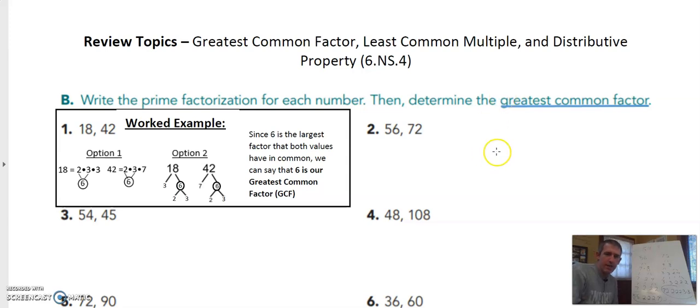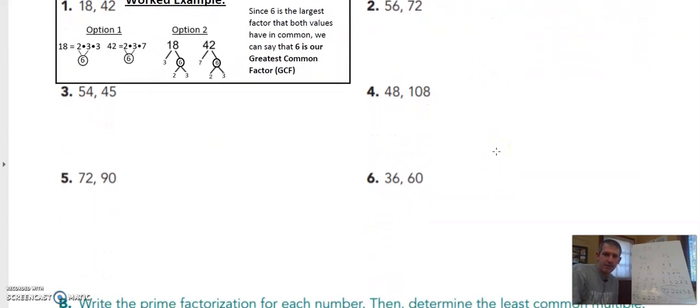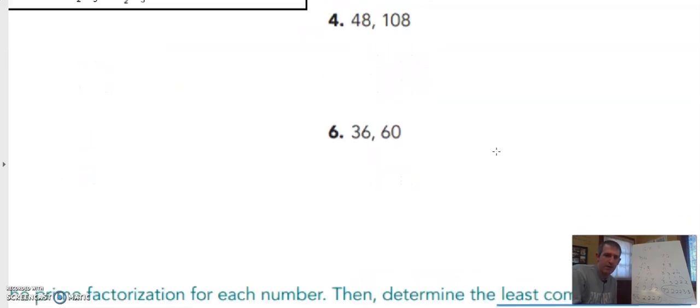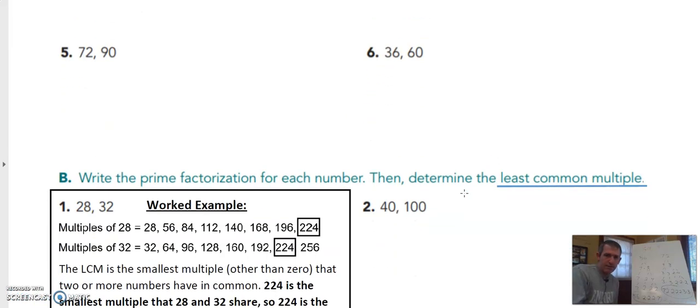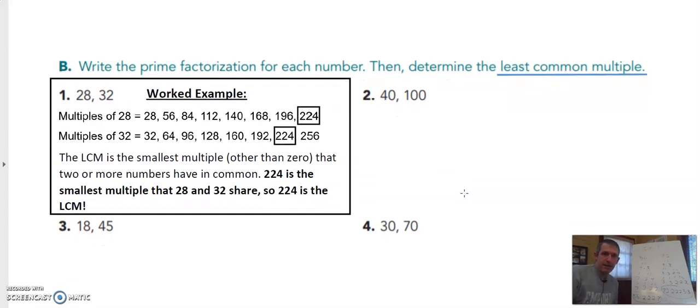All right, so basically the rest of this page is the same idea. You're going to do prime factorization of each of those two numbers and then see what they have in common, the biggest factor they have in common. Okay, sorry about that. Now, section B says write the prime factorization for each number. Same first step. Okay, then determine the least common multiple.